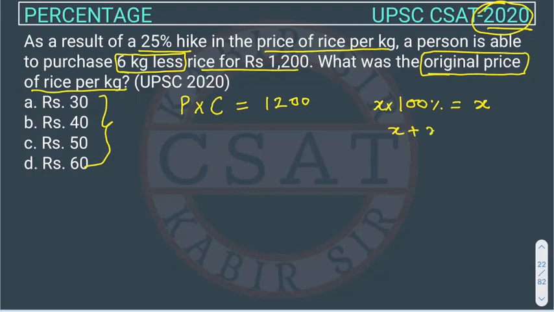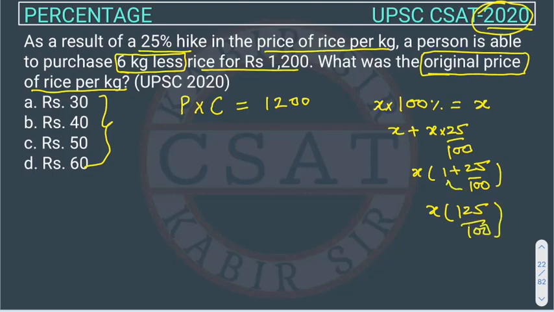X plus X into 25 upon 100, right? So we will take X common. It will be 1 plus 25 by 100. We will take the LCM as 100 and then 100 plus 25, so it becomes 125 by 100, right? If there is an increase of 25%, then it becomes 125 upon 100. Or we can directly say, because 100% of X is X, if there is a 25% increase, it will directly become 125. So you just have to add to 100.